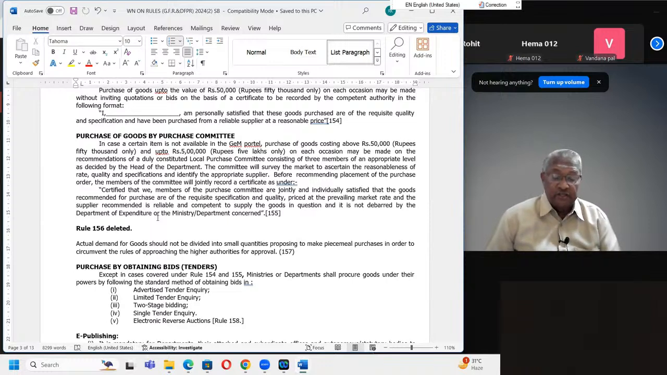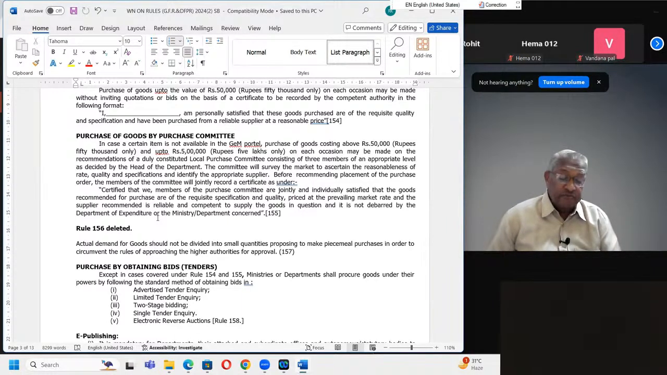The committee will survey the market to ascertain the reasonableness of rate, quality, and specifications and identify the appropriate supplier. The committee is responsible for that. They will have to do market survey and then decide who is the appropriate supplier. Before recommending placement of purchase order, the members of the committee will jointly record a certificate as under. एक certificate जैसे वो purchase officer without quotation के लिए एक authority का certificate लिए थे. Here all the 3 members will sign.